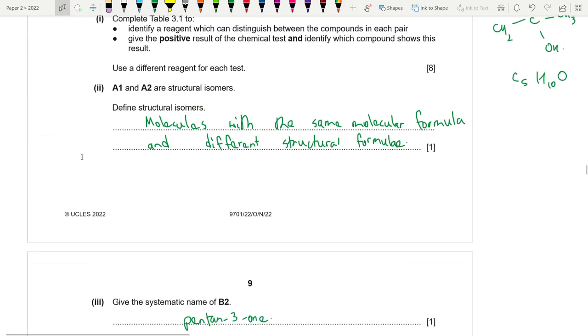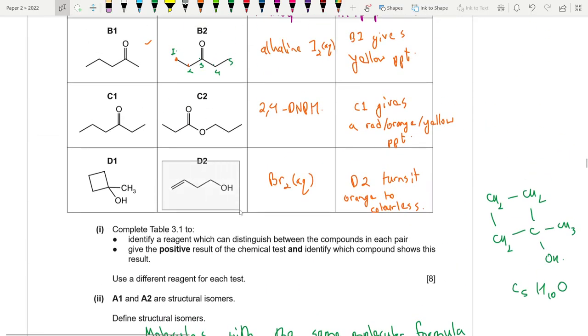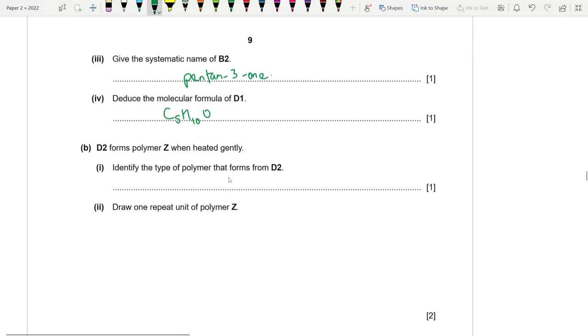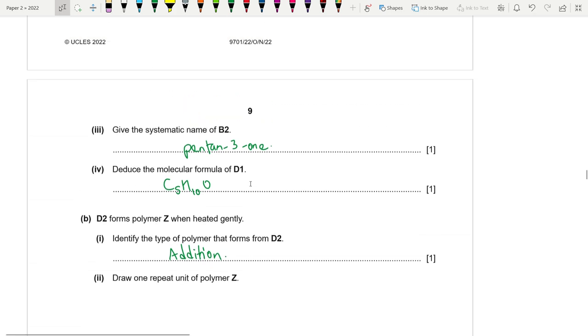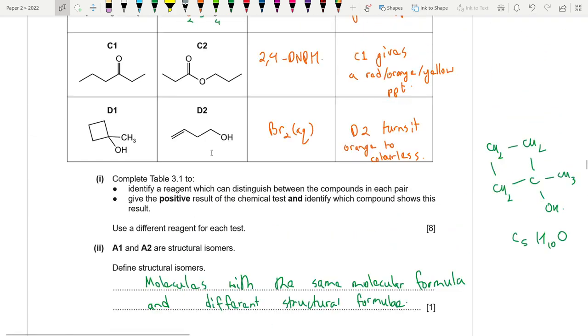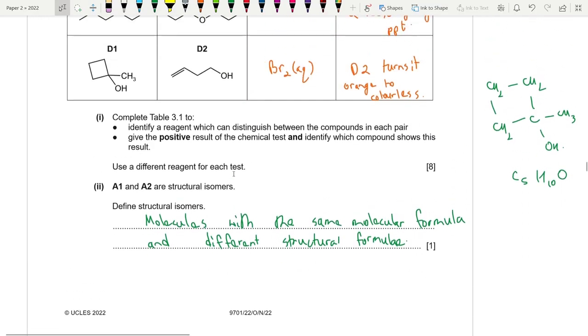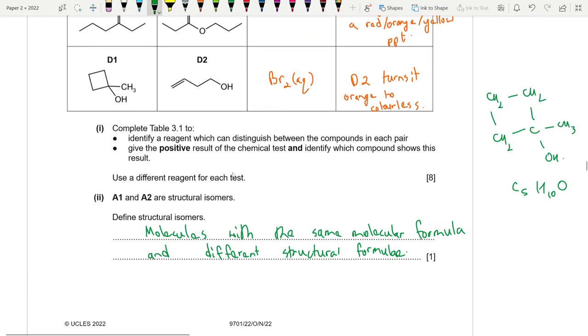D2 forms polymer Z when heated gently. D2 has an alkene, so it can clearly form an addition polymer. You only have addition polymers in AS, so it can't be condensation. So let's try to draw the compound D2. So this is D2, right? Here you go.